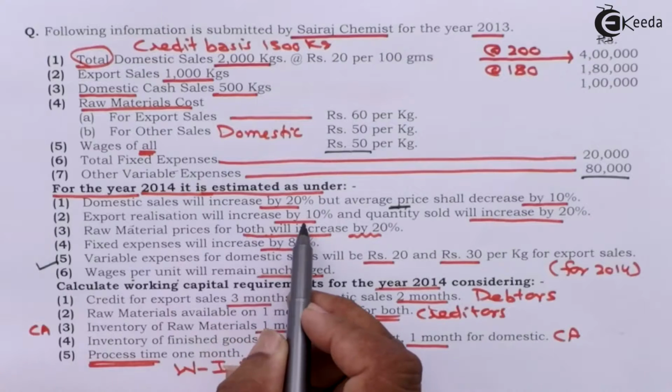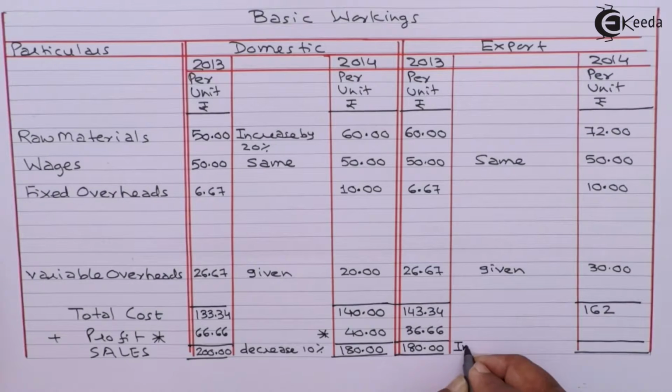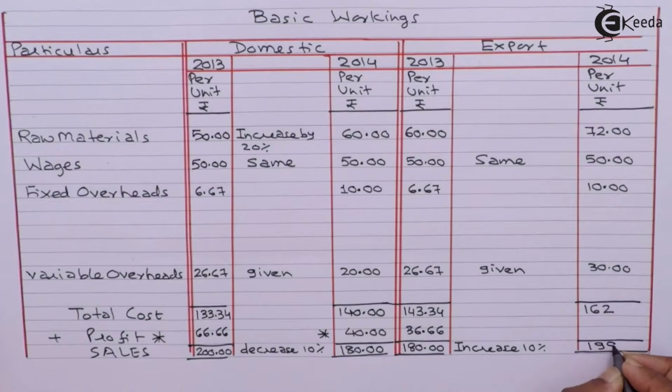Export realization will increase by 10%. That is, export price will rise by 10%. $180 plus 10%, it is $198. Here we got profit for export sales for 2014 per unit, it will be 36 rupees, as a balancing figure. So we have done basic workings. Let us go for now calculation of estimated working capital.